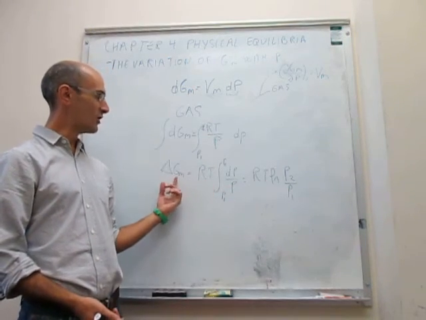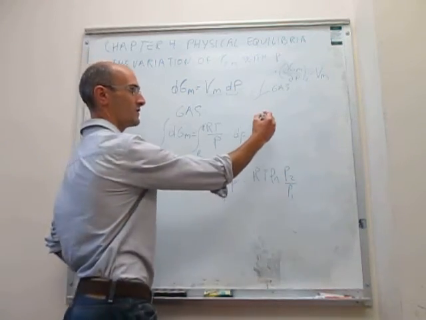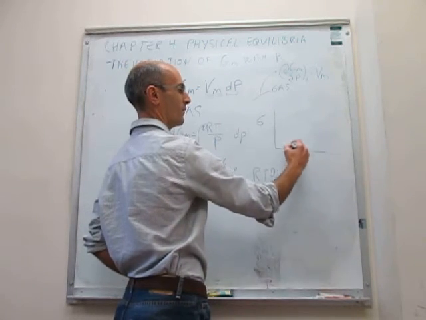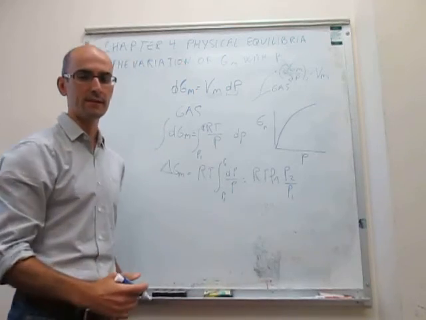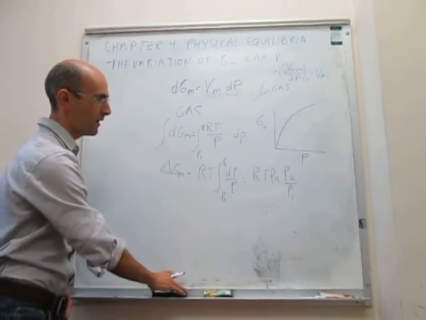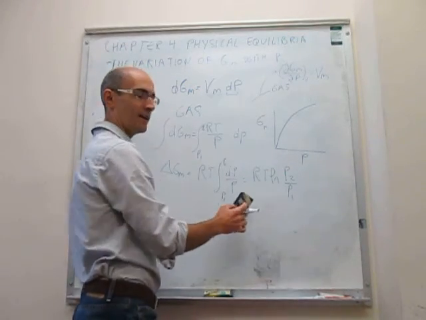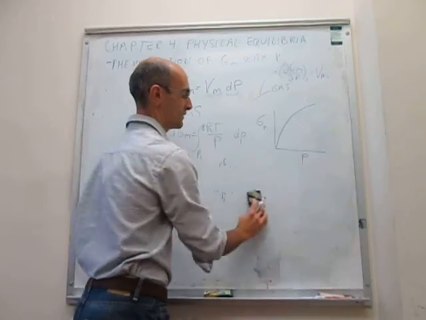Okay? Notice that there's a logarithmic dependence between the Gibbs energy and the pressure, and that's why this line for the gas that we were drawing before, molar Gibbs energy versus pressure, had a curvature to it. That's a logarithmic dependence. Okay? All right, so we will be using this expression in numerical problems in the homework, and you have an illustration also in the book. All right, what about for solids and liquids?